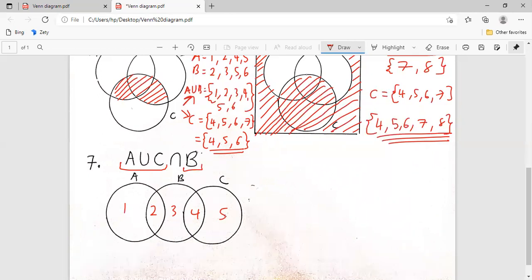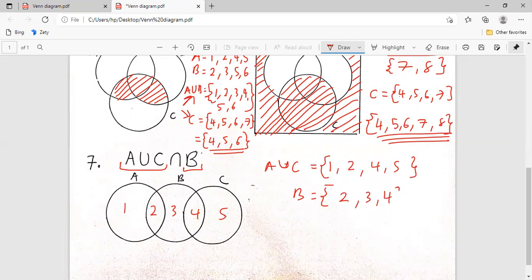Right. So we get A. And okay, we can get this together, A union C. So A union C means all the members which are in A and all the members which are in C, and that is 1, 2, 4, and 5. So this is the union of A and C. All the members in A together with all the members of C. So this is the answer of the union. Now, what are the members which are in B? That is 2, 3, and 4.